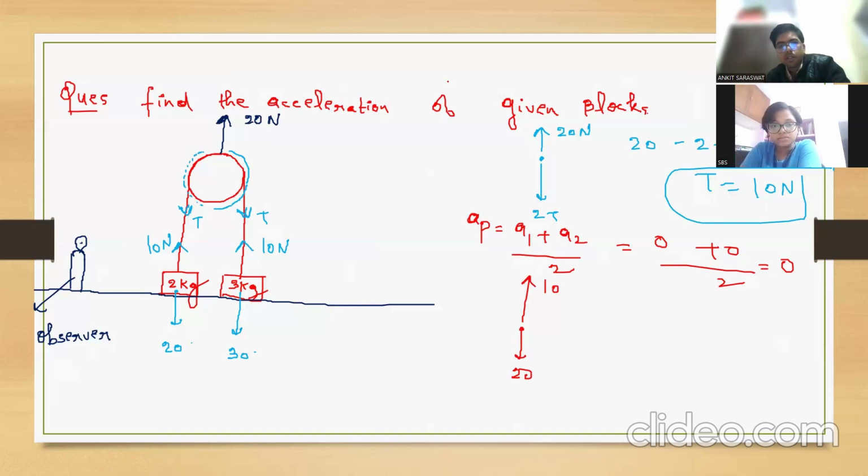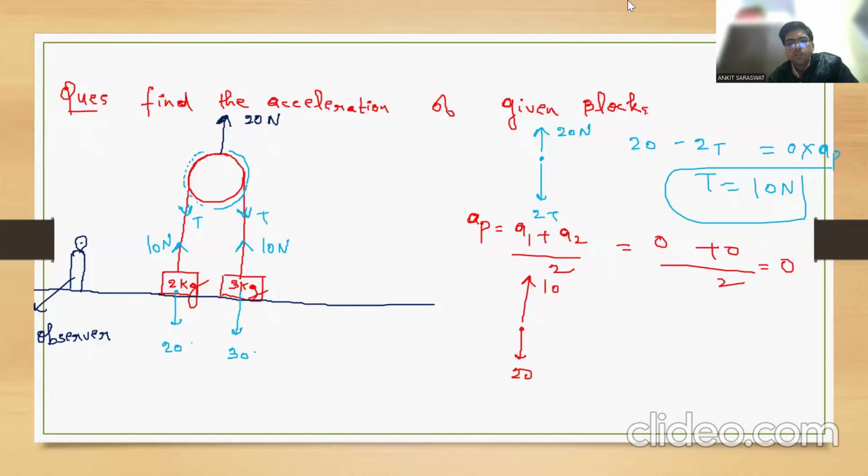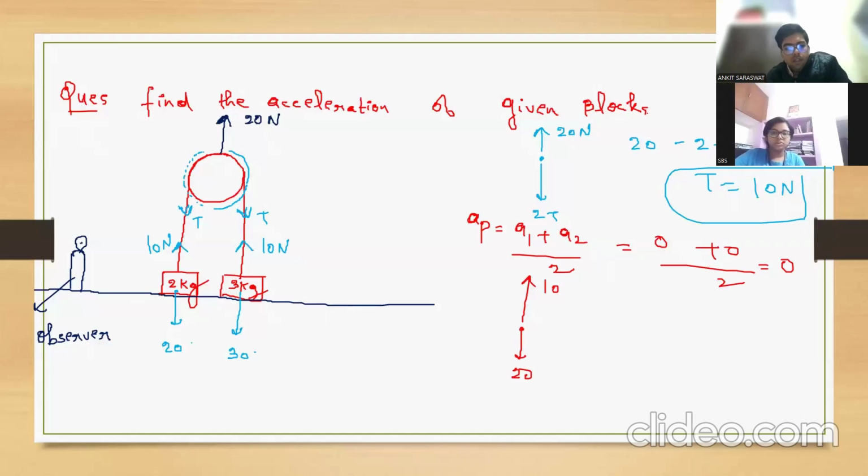So is it clear to you? See what I'm saying here. Look here. In this question, if you draw the free body diagram, 20 is down, 10 is up, and the normal reaction on this block will be up, N1. Clear? Similarly, for the 3 kg block, if you draw the free body diagram, 30 is down, tension will be up, 10, and normal will be N2.